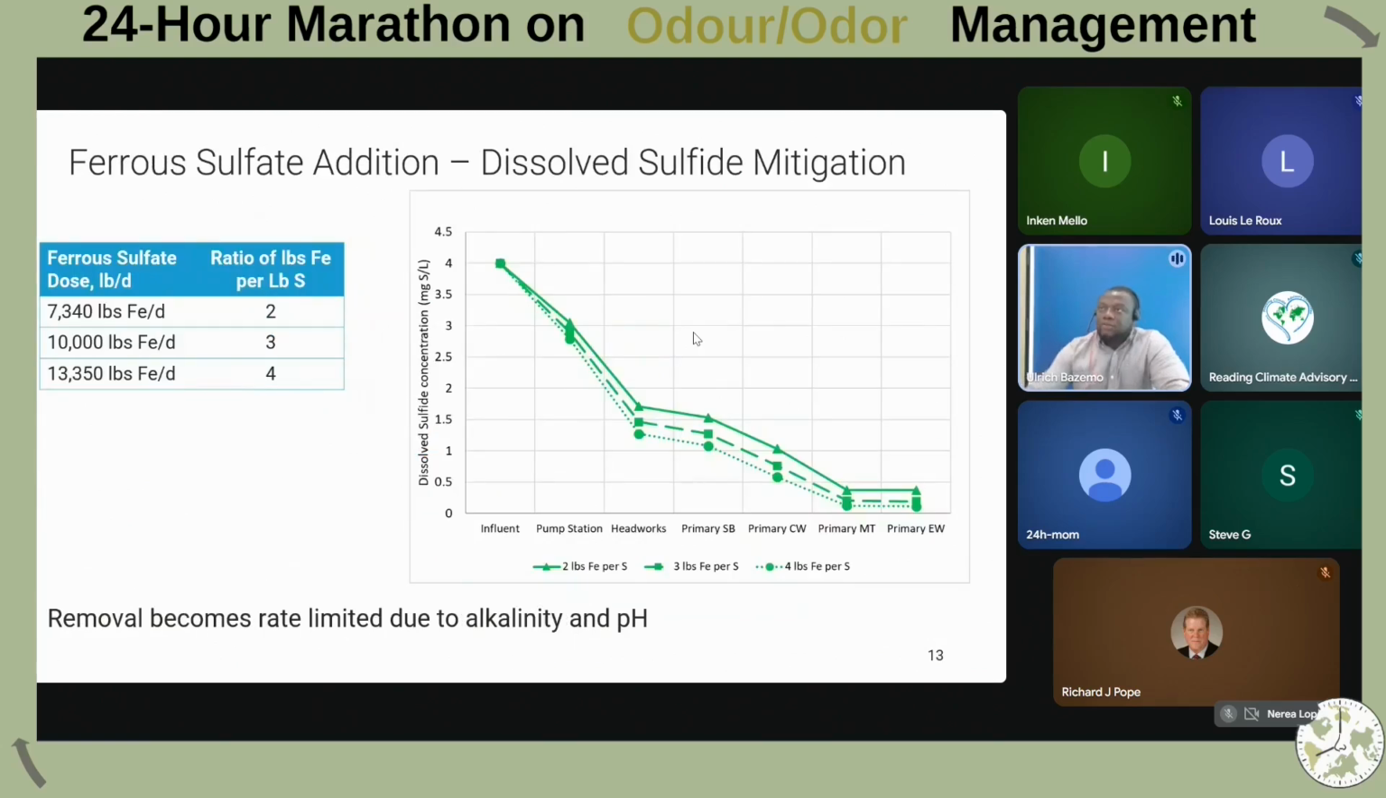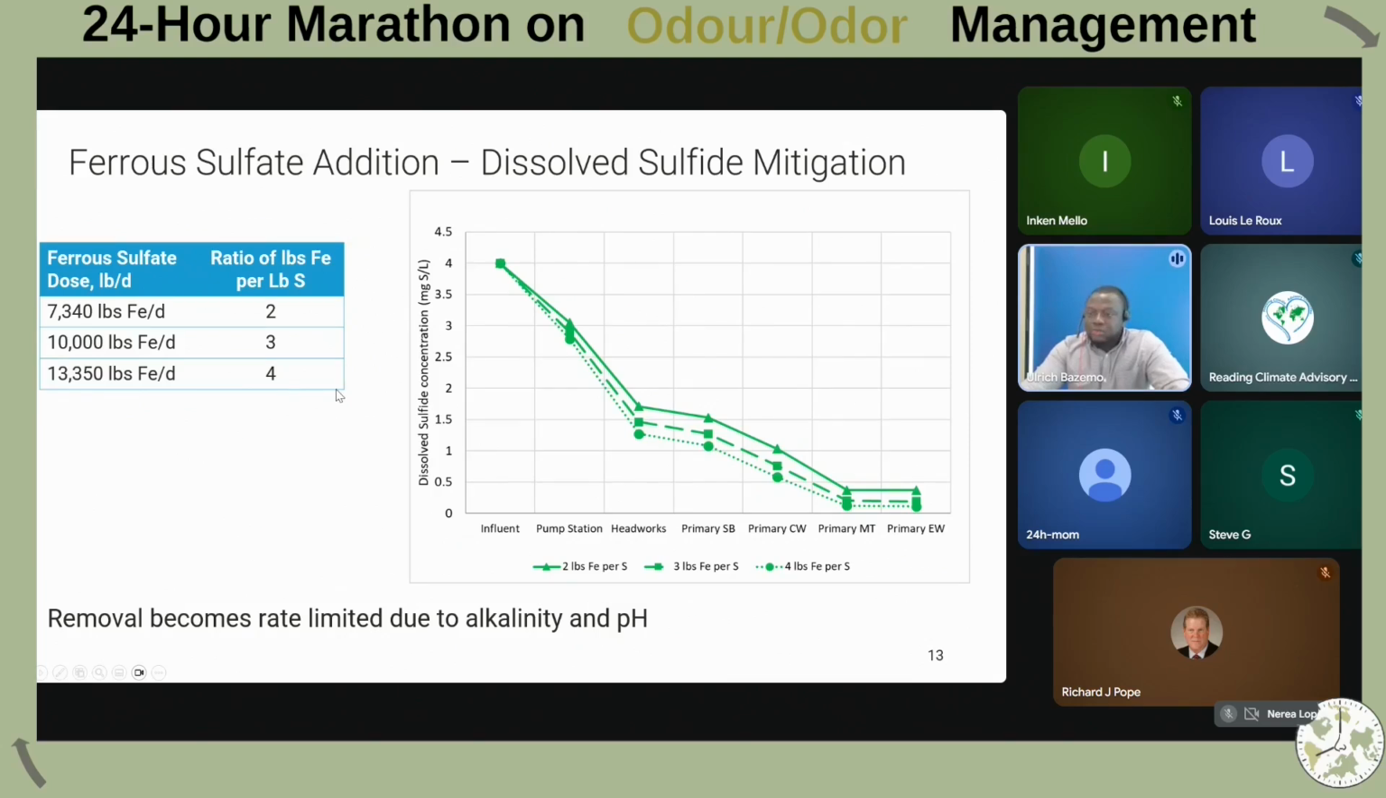All right, so moving on to our ferrous sulfate addition. After calibrating the model at a ratio of 2:1, we also ran the model at a ratio of 3 and a ratio of 4 to see what the impact would be on the sulfide removal. That's the result that you see here on the right. This is with ferrous sulfate addition. This is where we got the most sulfide removal, about 70 to 75% dissolved sulfide removal.